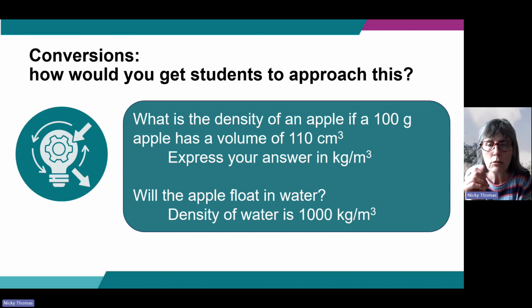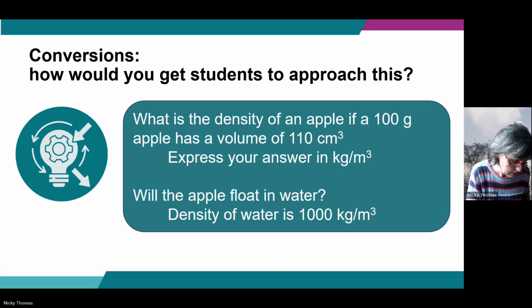How might you get a student to look at this calculation? If you've got the density of an apple, which is 100 grams, and a volume of 110 centimeters cubed, express your answer in kilograms and meters cubed. I would suggest it is simpler to change 100 grams to 0.1 kilograms. There are 1,000 grams in a kilogram, so 0.1 kilograms.